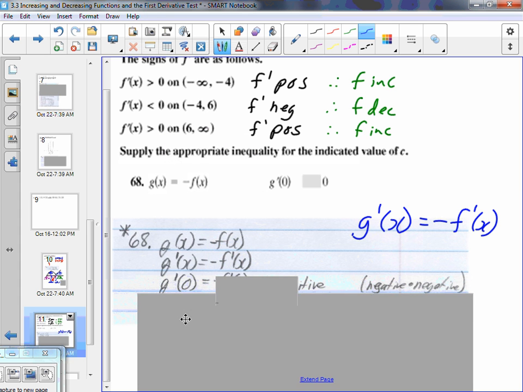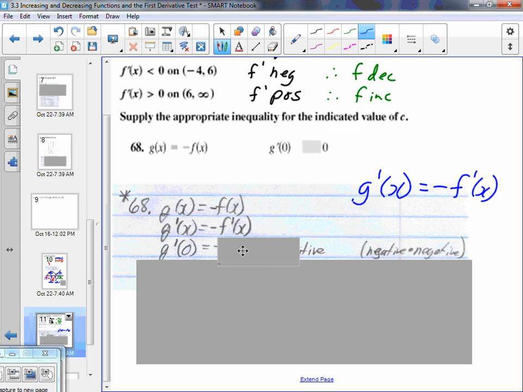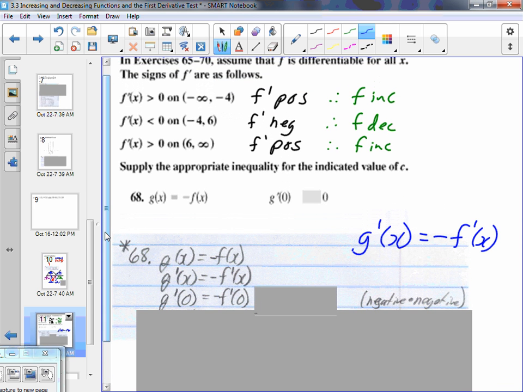All right, so let's substitute a 0 in there. Make that g prime of 0. So g prime of 0 has to equal negative f prime of 0, doesn't it? And how do we find f prime of 0? We go back up here to this chart. Which interval contains 0? Second one.